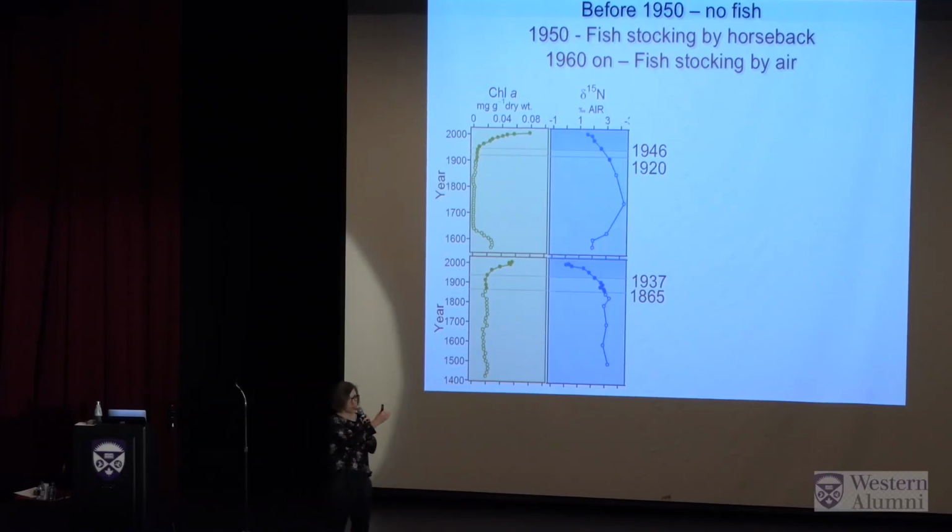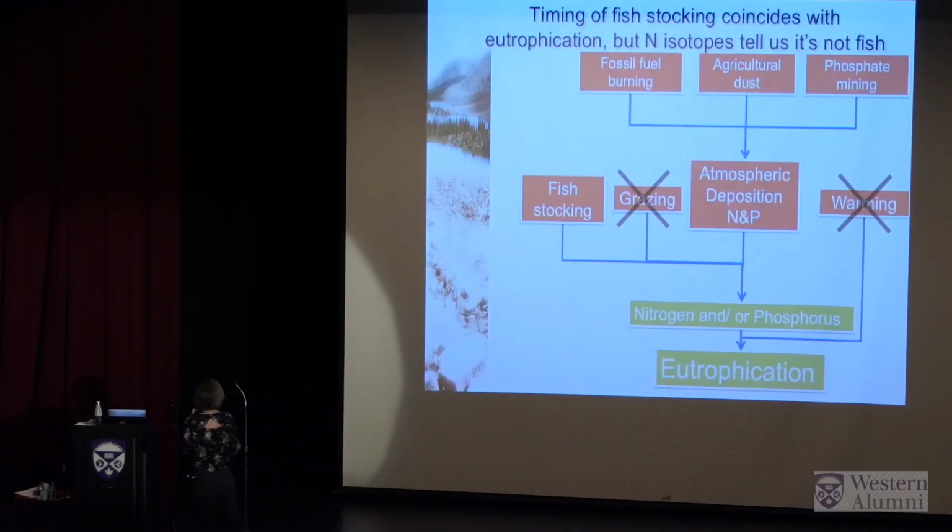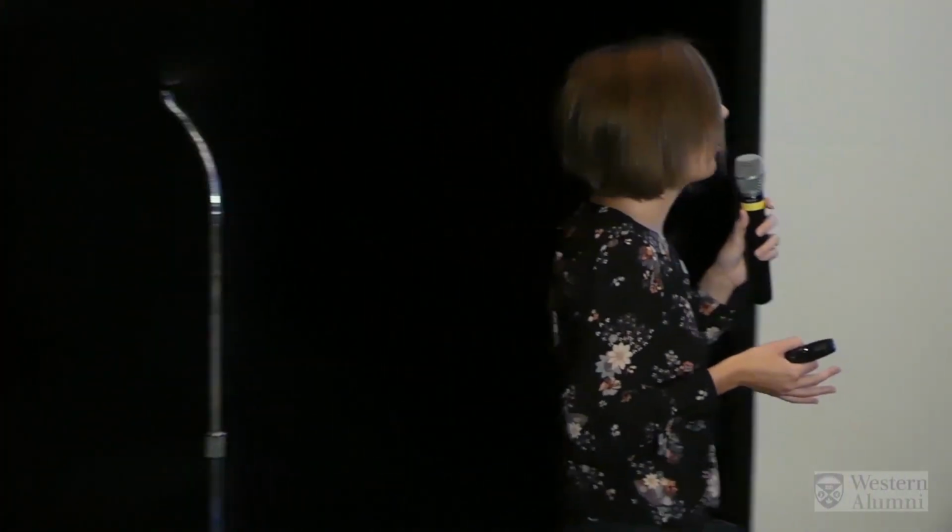So nitrogen isotopes, you can see they decrease towards present. I'm not going to worry you too much about what they mean, but we use nitrogen isotopes to tell us kind of like a fingerprint or a signature of a source. So the literature tells us that with fish stocking, this value should increase over time, but what we in fact see is the opposite. It decreases over time. So the timing of fish stocking checks out. It coincides with eutrophication, but nitrogen isotopes tells us it's not the fish.